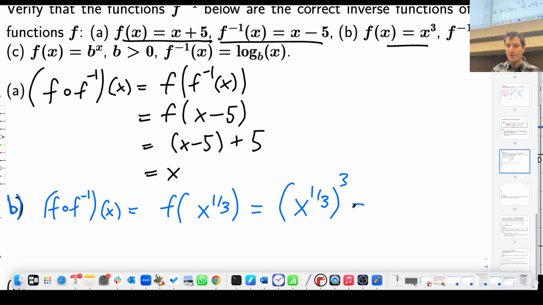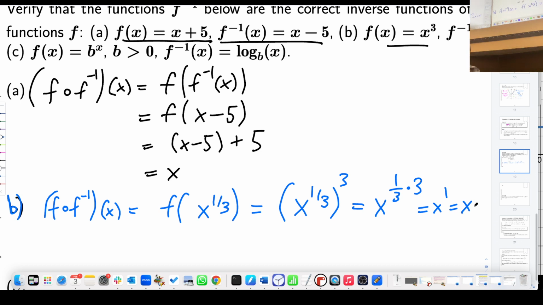And you have to know your exponent rules. If you have an exponent to another exponent, the exponents multiply. So you have x to the power 1/3 times 3. And what is 1/3 times 3? It's x to the power 1, also known as x. So that's another way that you can see that cubes and cube roots undo each other because exponents multiply.